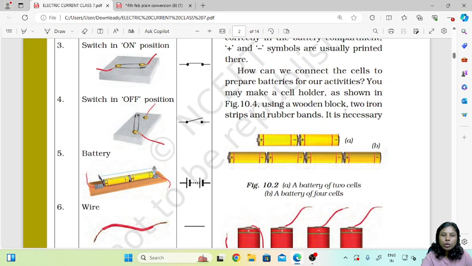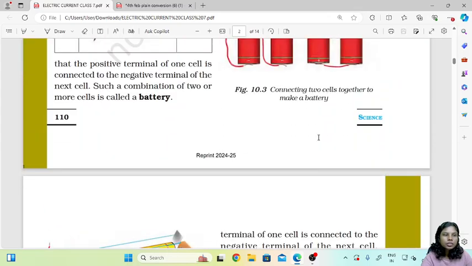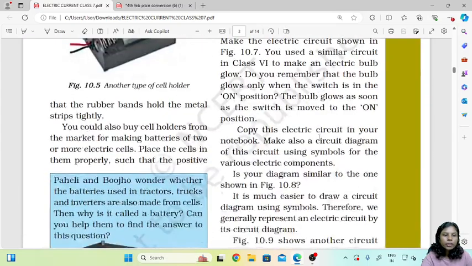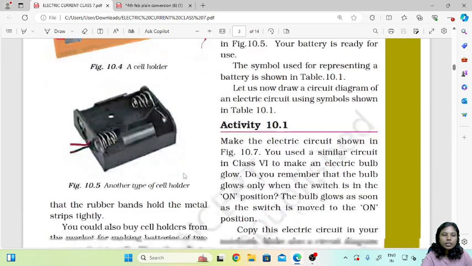So using a wooden block, 2 iron strips and rubber bands, it is necessary that the rubber bands hold the metal strips tightly. This is used so that these metal strips are held tightly. If these become loose, then there won't be any connection between them.